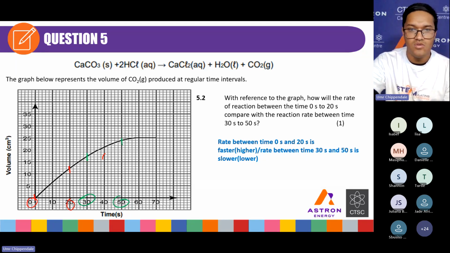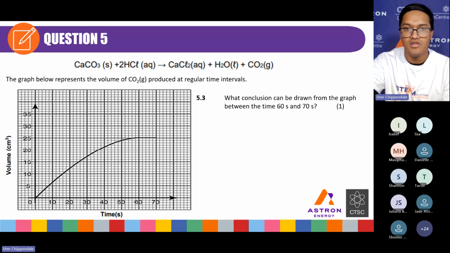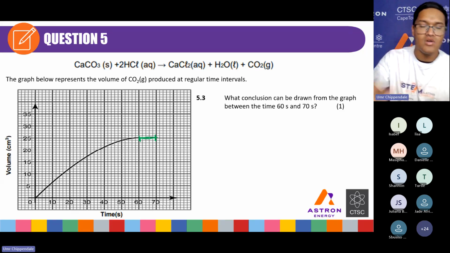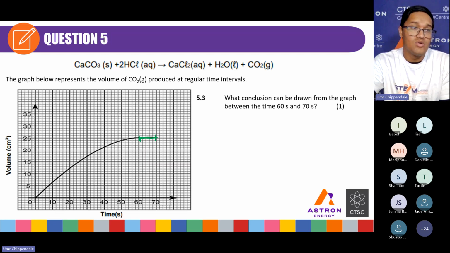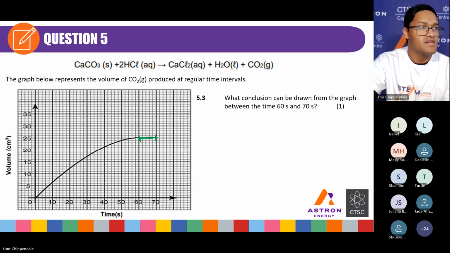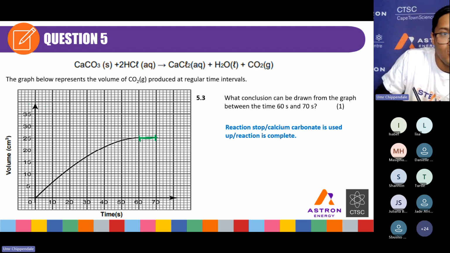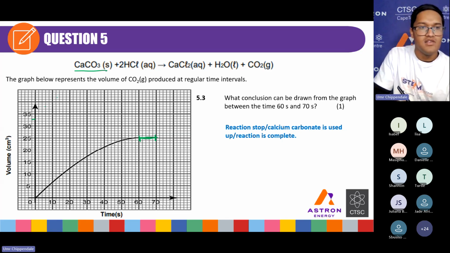And that is because here they're probably going to ask us what conclusion can be drawn. Let's do a different one, between 60 and 70. Between 60 and 70, we have it at this point and this point. How is our line? Flat. So what conclusion can be drawn there? Well, we can just say it was used up. The reaction is done. So we can say the reaction stopped. The calcium carbonate, which is our reactant, was finally used up, and therefore nothing else could occur.